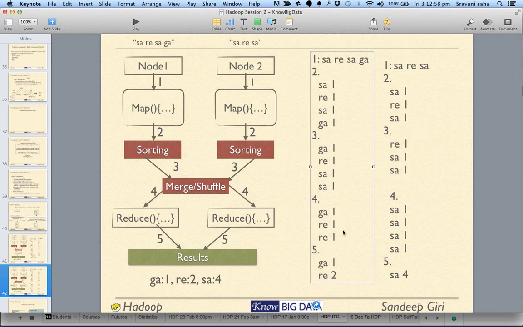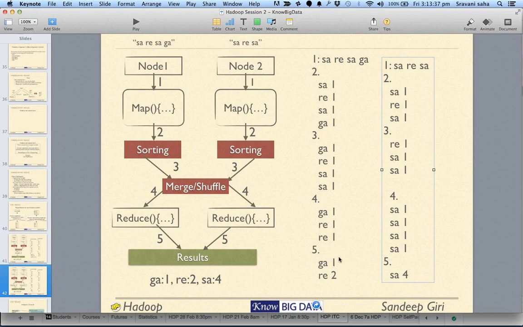Here, after the merging and shuffling happened, at step 3 we had Ga, Re, Sa, Re, Sa. Now when we did the shuffling, the Sa from one side went to the other side while Re came from the right hand side to the left hand side. These two Sa went to the right hand side while Re came to the left hand side. Now Ga Re came to the left hand side, while Sa went to the right hand side.